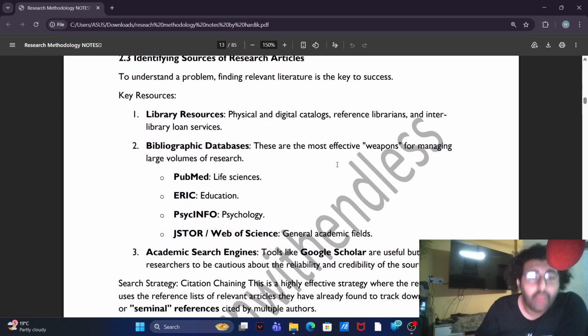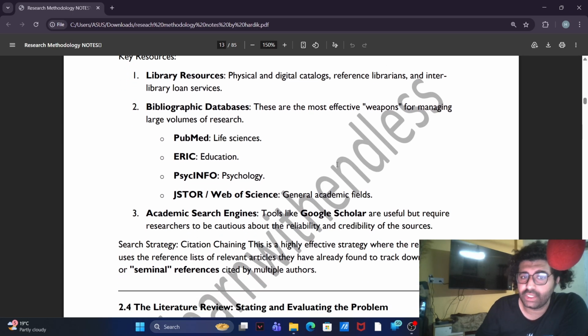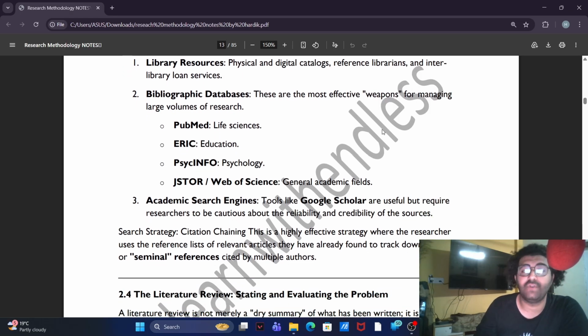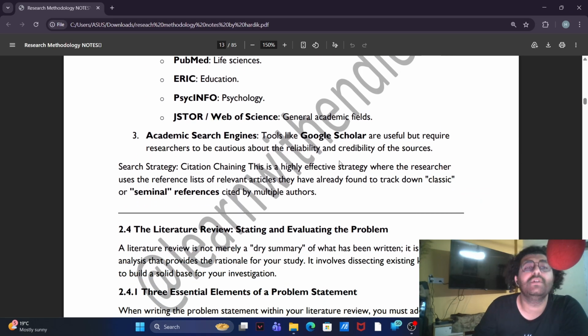Key sources. Number one, library resources. Number two, bibliographical databases. Number three, academic searches. Let's just see them one by one. Library resources: physical and digital catalogs, reference librarians, and interlibrary loan service. Bibliographical databases are the most effective weapons for managing large volumes of research. Here are some examples: PubMed, Life Sciences, ERIC Education, PsycInfo Psychology, JSTOR, Web of Science, Journal Academic.